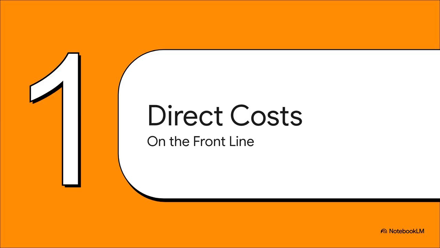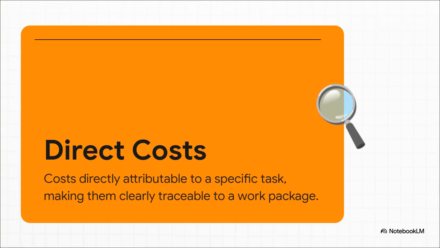The easiest way to think about these, they're your frontline expenses. This is the money you're spending to get the actual hands-on work done. So, here's the simplest test I know for figuring out if something's a direct cost. Can you point to a specific task on your project plan and say, okay, this money was spent on that thing? If the answer is yes, boom, it's a direct cost. It's totally traceable right back to one specific chunk of work.